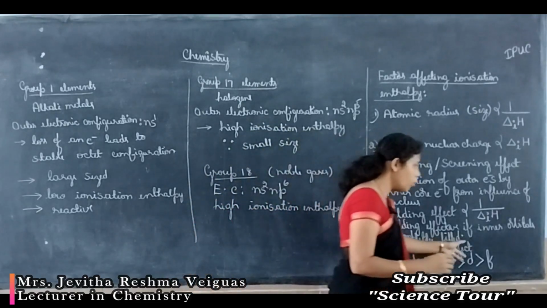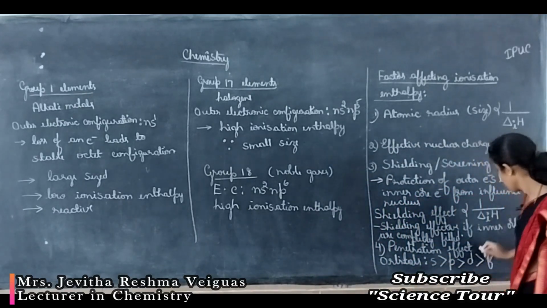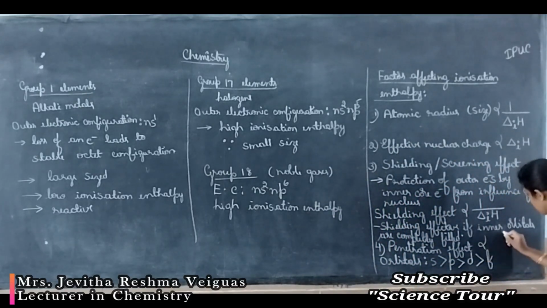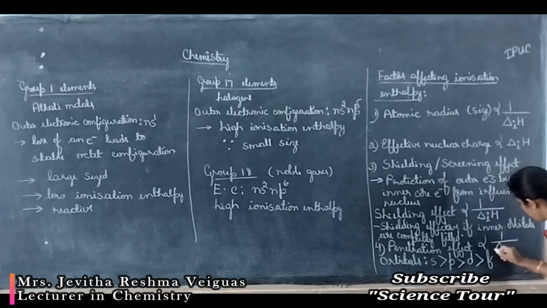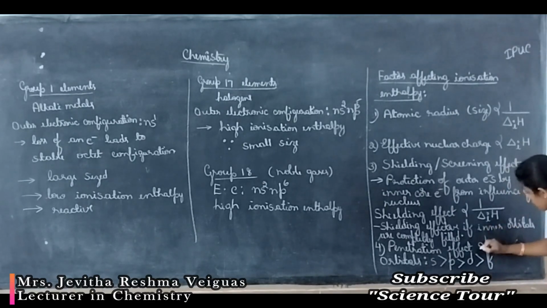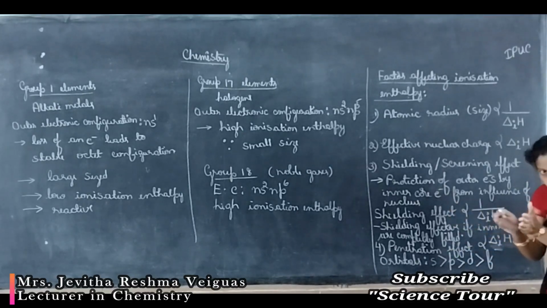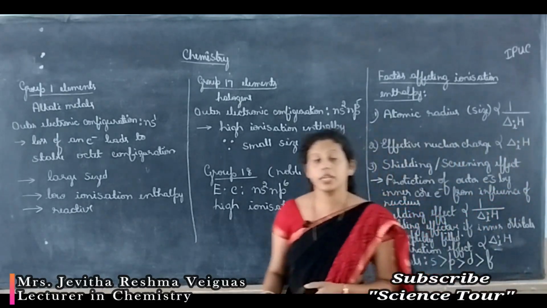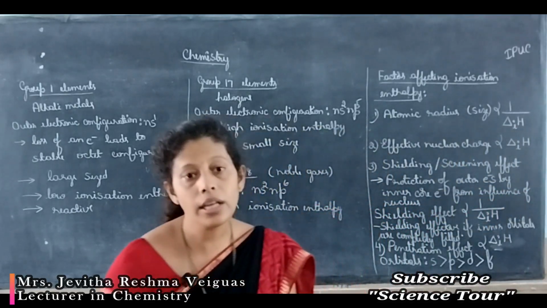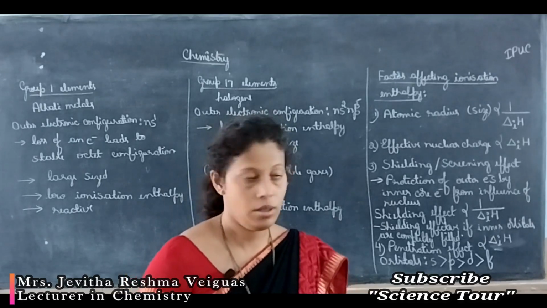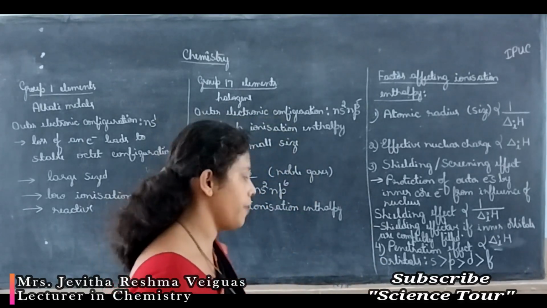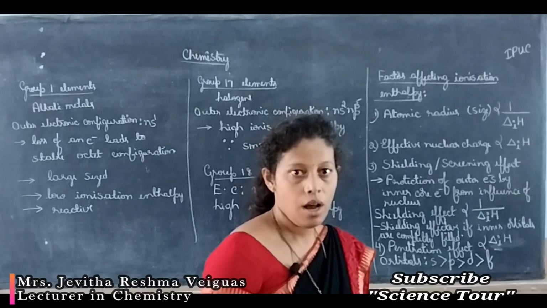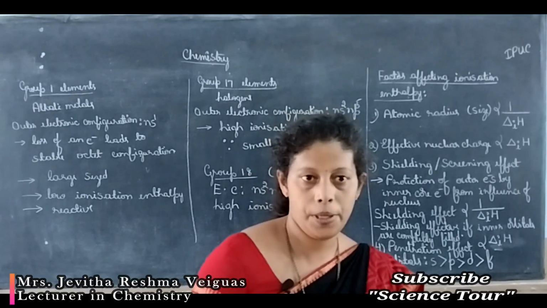So, more is the penetration effect, more will be the ionization enthalpy. More penetration effect, more close to the nucleus. So, ionization enthalpy is more. Penetration effect and ionization enthalpy are directly proportional to each other. So, these are the main four factors which affect the ionization enthalpy.